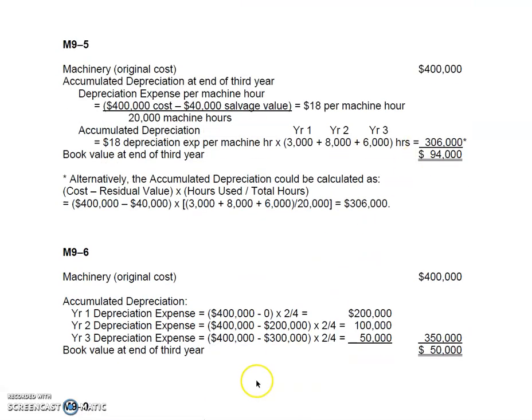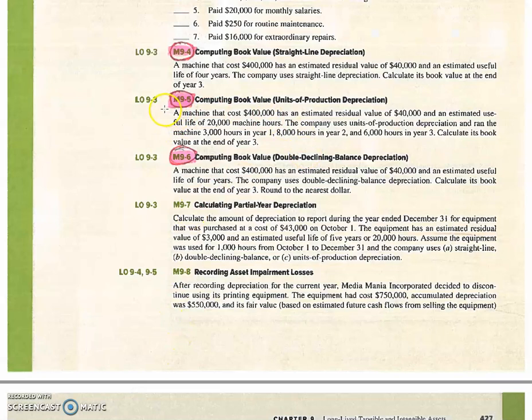Okay. Now let's go to mini exercise 9.5. Same machine, cost $400,000, has estimated residual value of $40,000, $360,000 of depreciable cost, estimated useful life of 20,000 machine hours. Company uses units of production depreciation, and ran the machine 3,000 hours in year 1, 8,000 hours in year 2, 6,000 hours in year 3. Calculate its book value at the end of year 3.